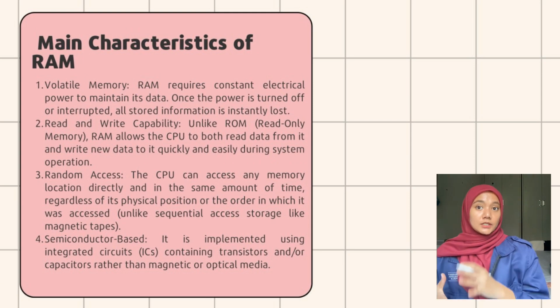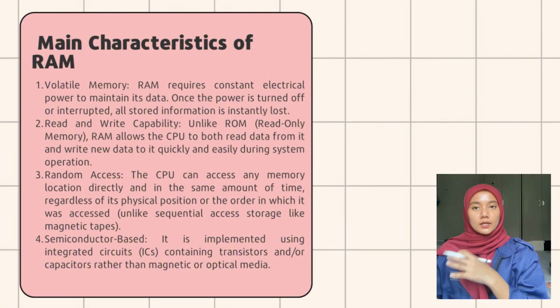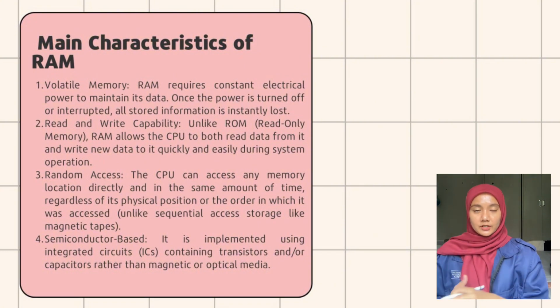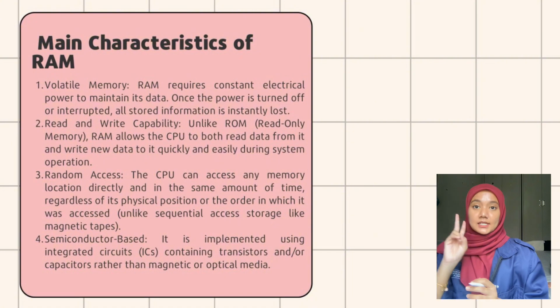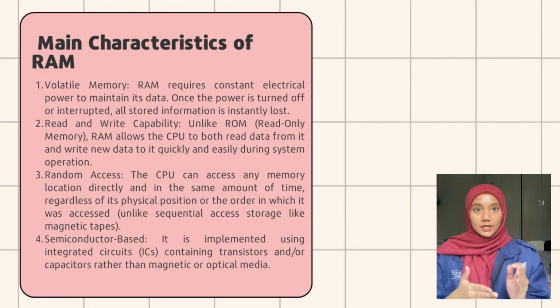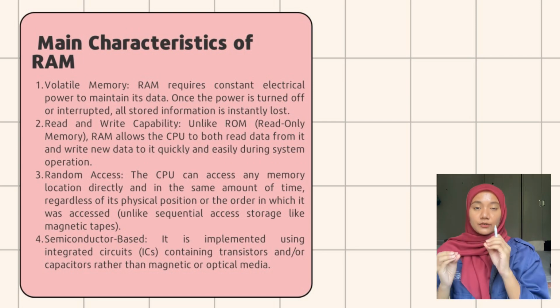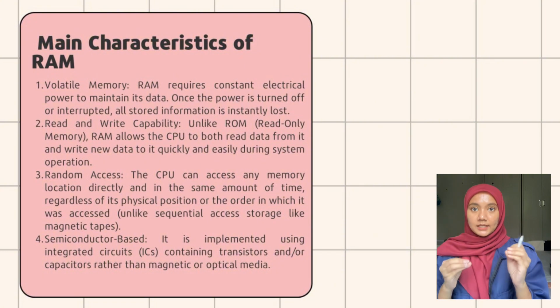Firstly, RAM is volatile memory, which means that RAM requires a continuous flow of electrical power to retain data. The moment the computer is turned off or loses power, all stored information is instantly lost. Second, it has read and write capability. Not like ROM, RAM allows the CPU to both read data from it and write new data into it dynamically while the system is running.